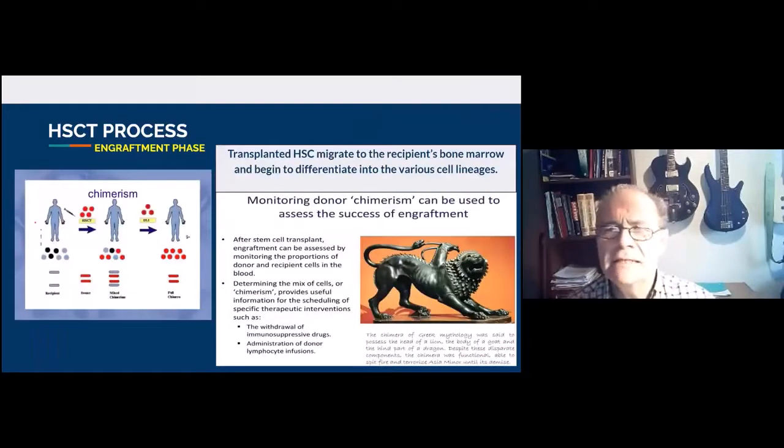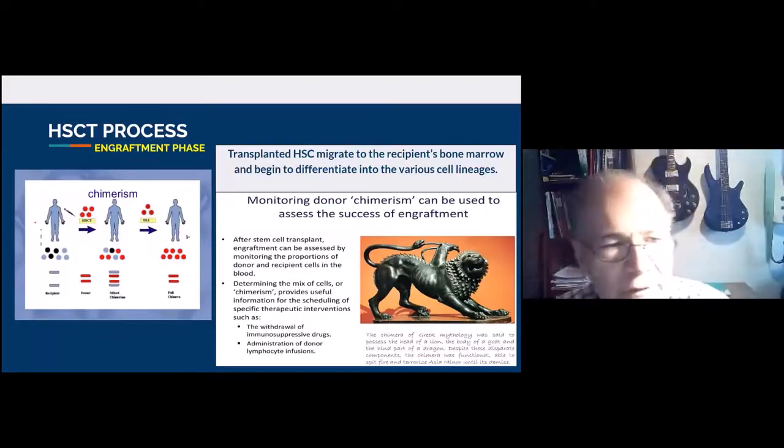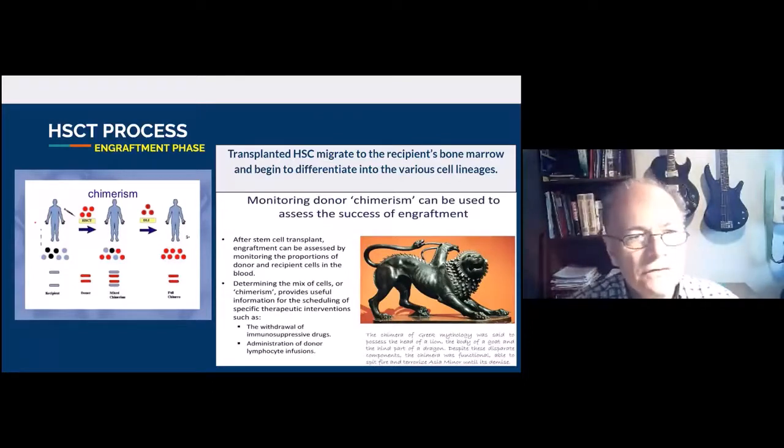Monitoring donor chimerism can be used to assess the success of the engraftment, especially for the withdrawal of the immunosuppressive drugs or administration of donor lymphocyte infusion, like you can see in the diagram on your left. In gray, the recipient, in red, the donor cells, and in this case, the patient needs a donor lymphocyte infusion to get the full chimera.